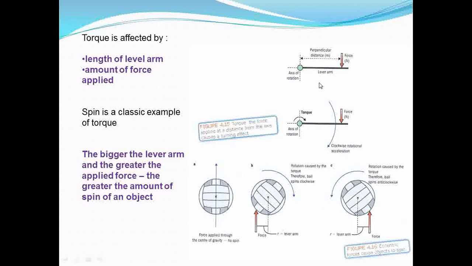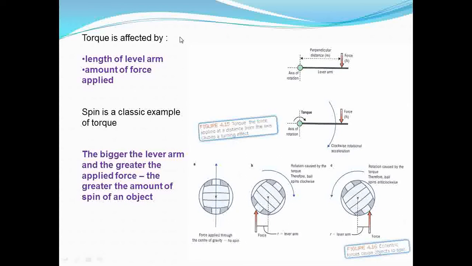So torque can be affected by the length of the lever arm and also by the amount of force applied. And this is important in sport because particularly in sports where there is angular motion, say for example in cricket, if you have a longer bat and you're applying the same amount of force, you can potentially generate a greater shot because your torque is increased.